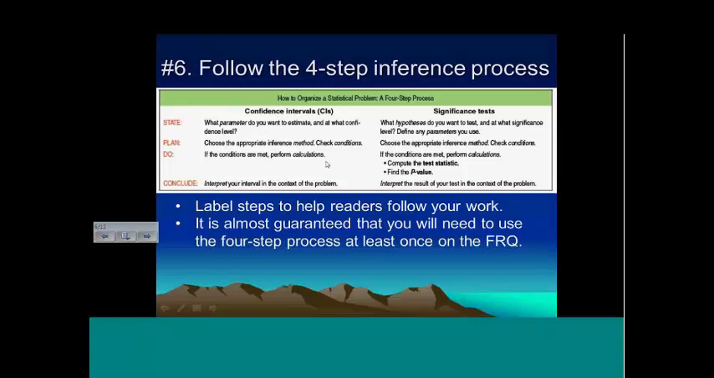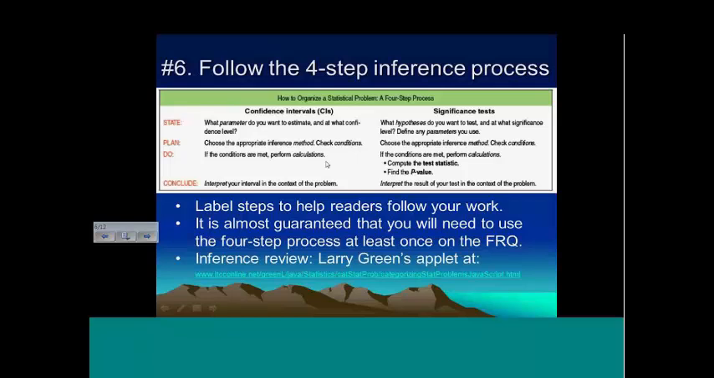It's a safe bet that at least one free-response question will require the entire four-step process. And it's possible that there might be a second one on some exams. So I don't have a crystal ball. I don't know what will happen this year, but I'm at least 99% confident that one problem will require a full four-step inference problem.